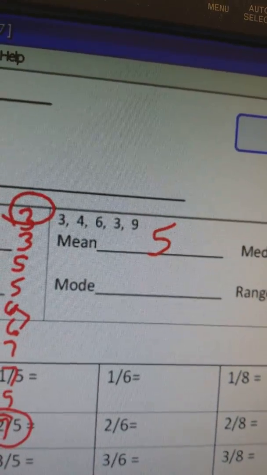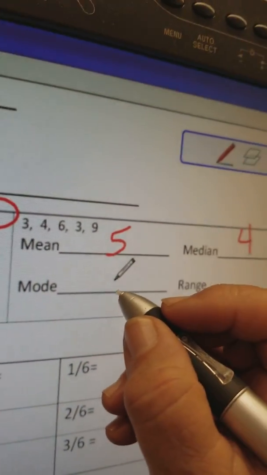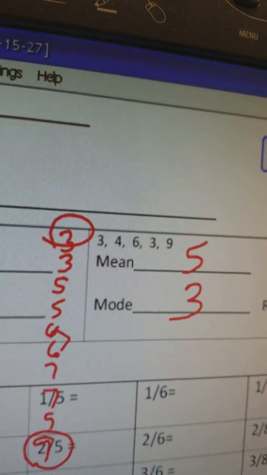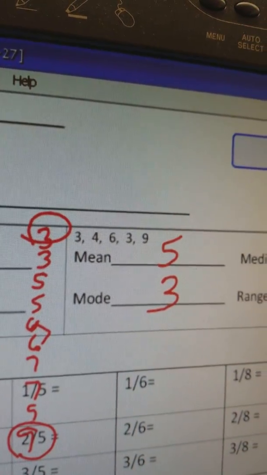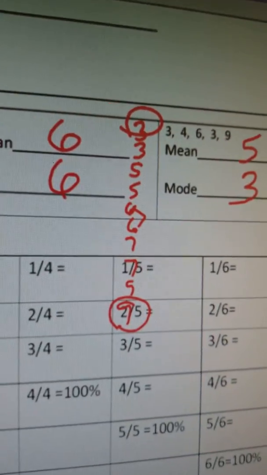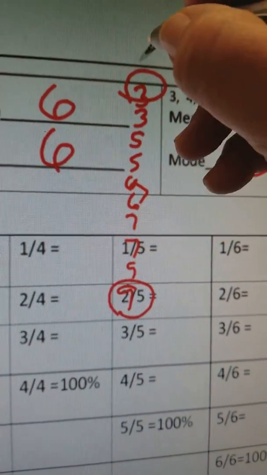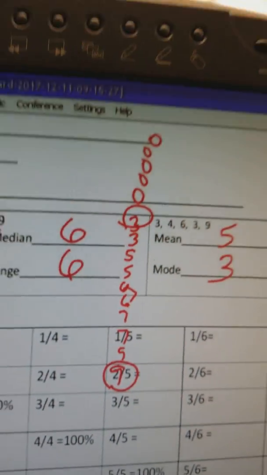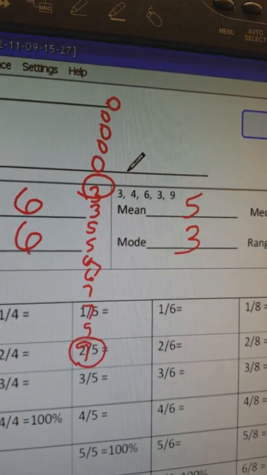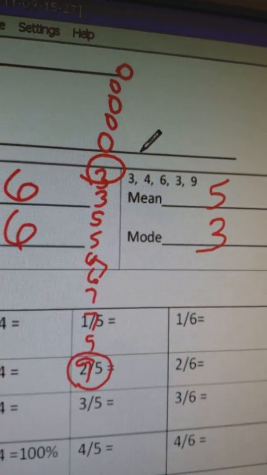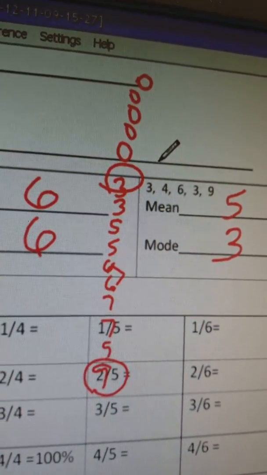The mode, we have 2 3s, so we have the most 3s. And the range is the difference between the 9 and the 3, which is 6. Don't always think it's going to be a 6. That was just a coincidence. Again, going back to this other problem here, don't confuse it. If I had this, then 0 would be my mode because I'd have the most. As long as we have the same amount, there's no mode.